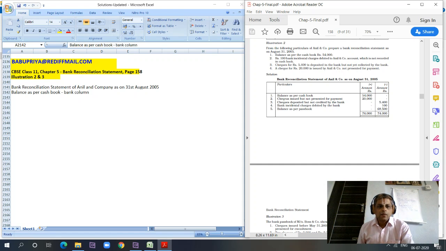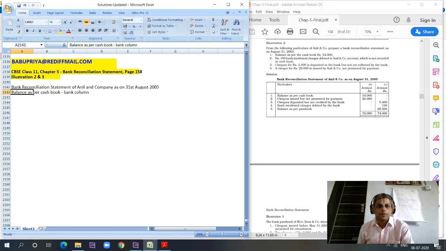The format, as I used to explain, makes a lot of difference. So, bank reconciliation statement of Anil and Company as on 31st August 2005. That should be the heading. And balance as per cash book. Normally, it is a tendency to write balance as per cash book and balance as per passbook. But the actual thing is that we are not reconciling cash book, but we are reconciling the bank column in cash book.